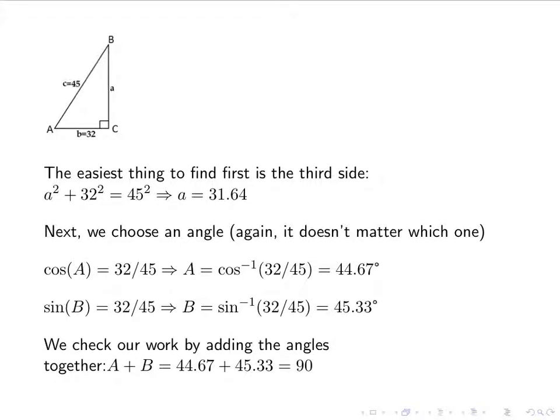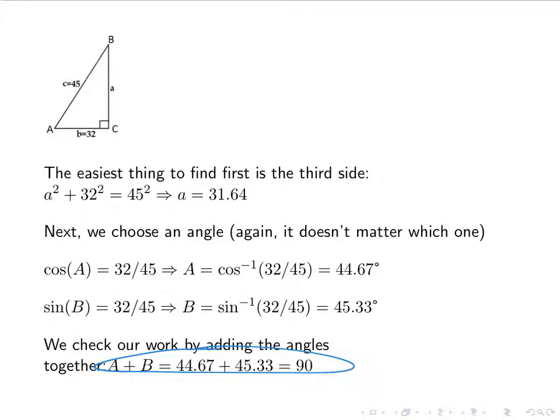Which they do. But notice that this doesn't tell me that I found the two angles correctly. I might have accidentally switched them. 44.67 could have been B, 45.33 could have been A, and just doing this out isn't going to prove that I did them the right way.